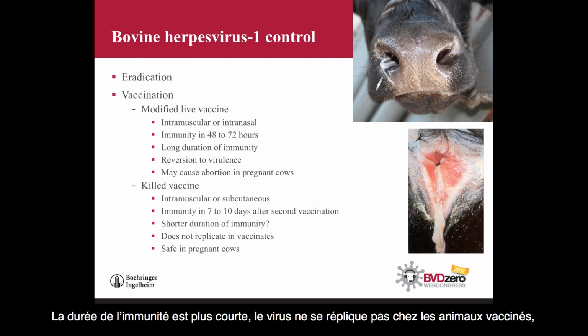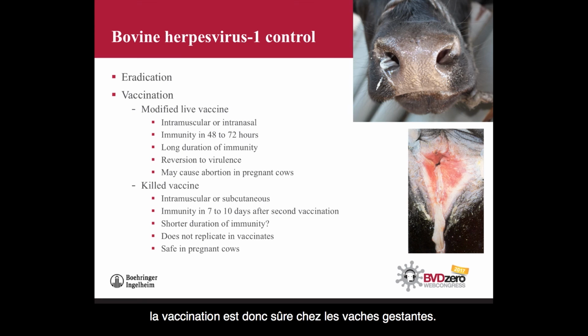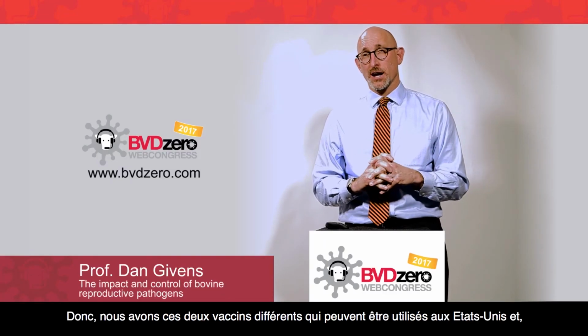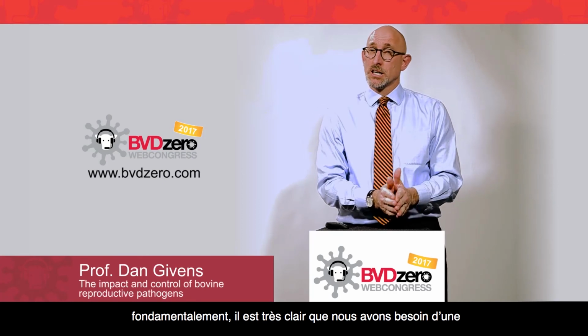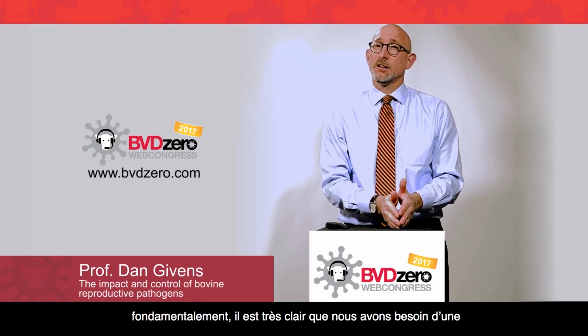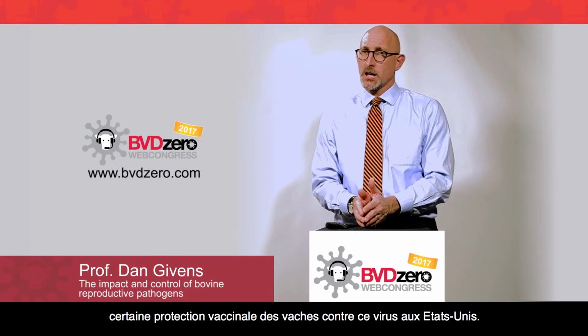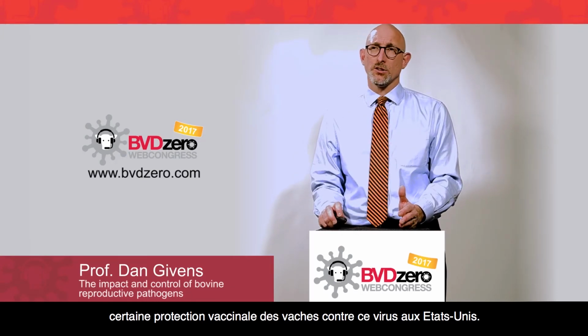And in essence, it is very clearly indicated that we need to have some vaccinal protection of cows for this virus in the United States. And then we have really the topic of conversation that you will hear more discussion on, and that is bovine viral diarrhea virus. Now again, remember where we started in this presentation.